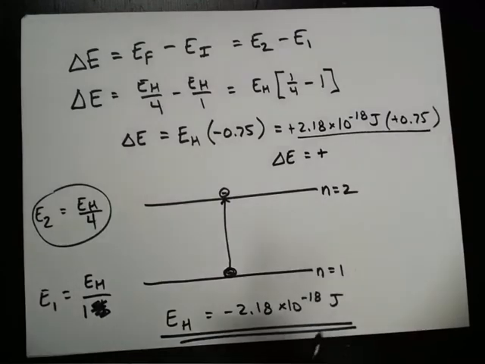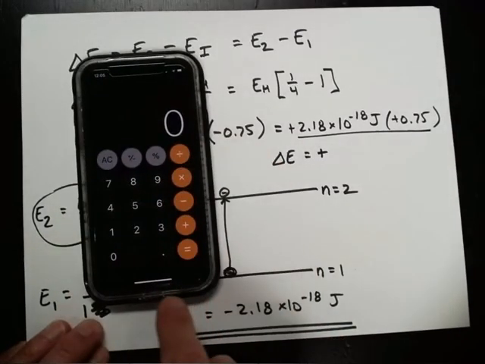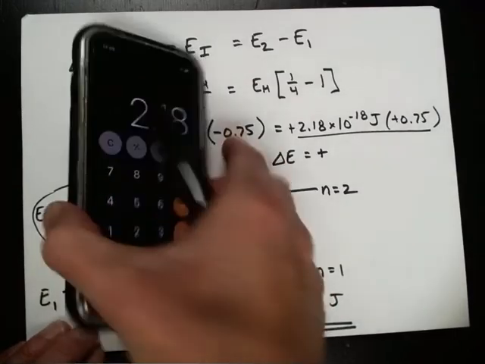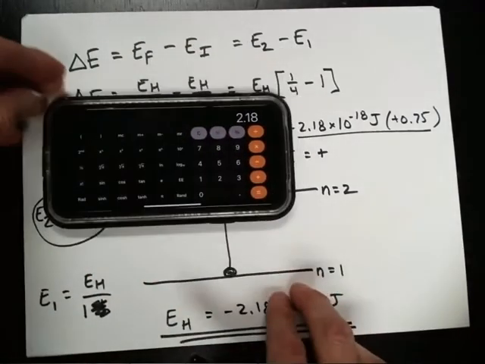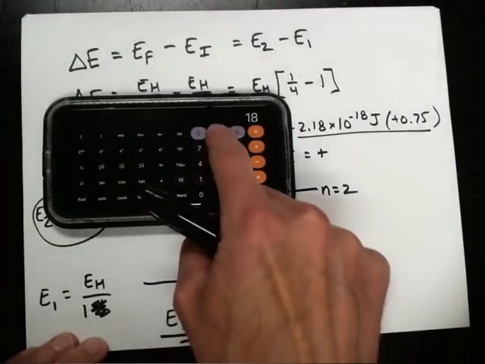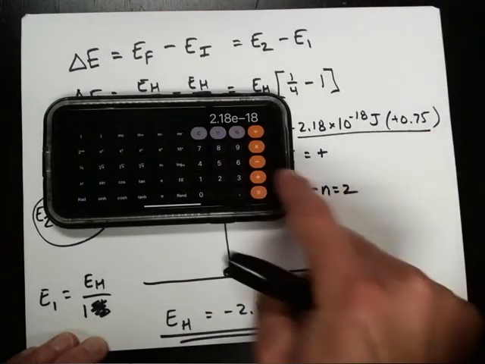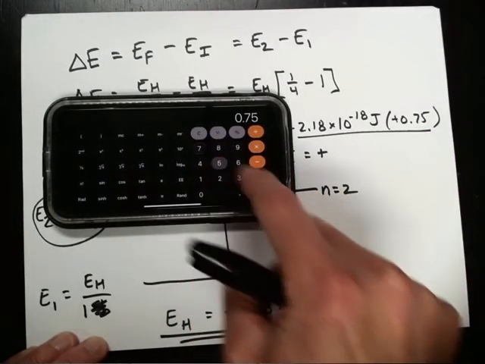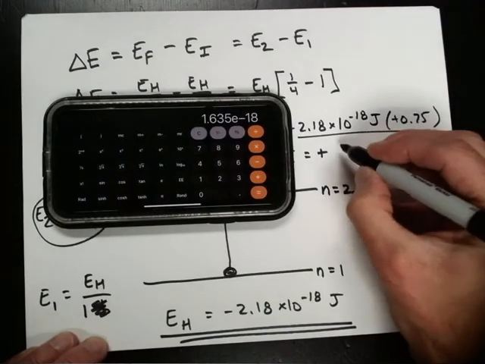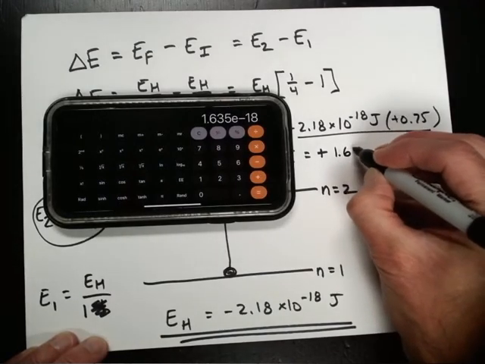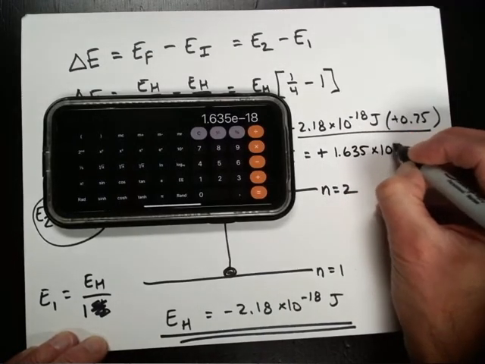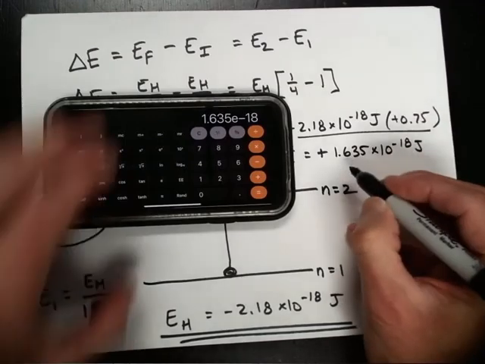And now we just calculate this particular energy change here. 2.18 times 10 to the negative 18 times 0.75. That's going to be a positive 1.635 times 10 to the negative 18 joules.